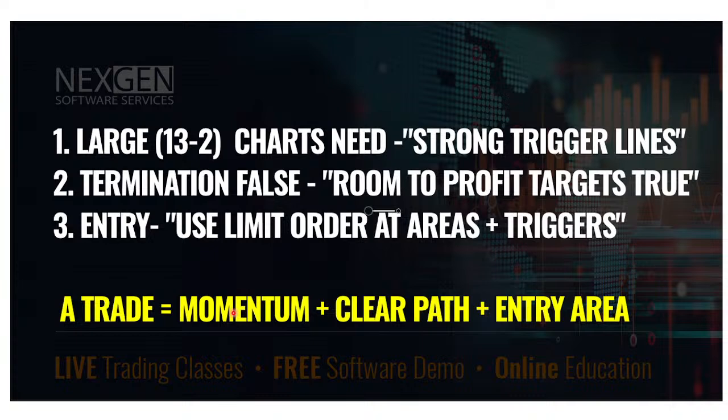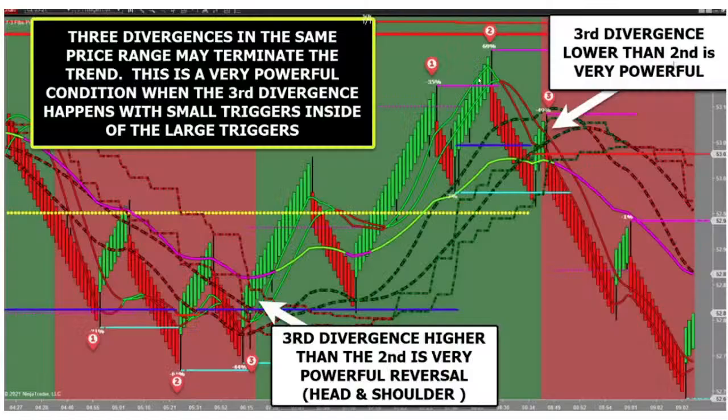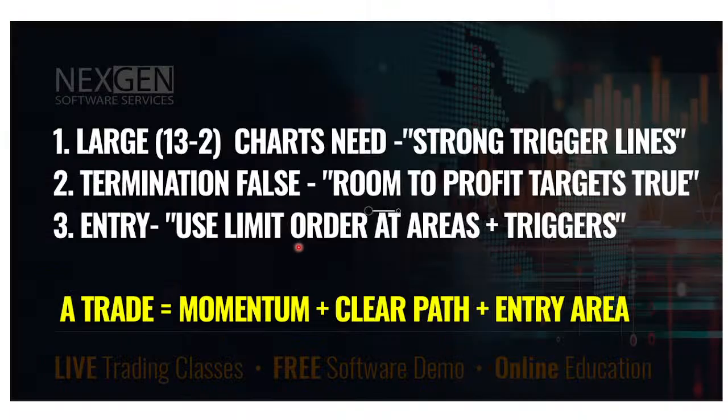So once you can identify strong triggers, then you can see 1/3 of your advantages. Once you can identify a clear path, you can see 2/3 of your advantages. And now we're going to go to the entry area so that we can find that final advantage. Does that make sense? So what we're going to do is learn them on their own, and then we'll piece them together for a trade. I hope that made sense.